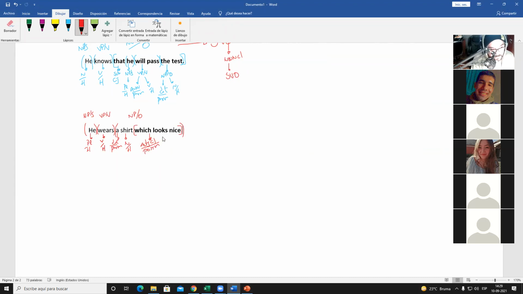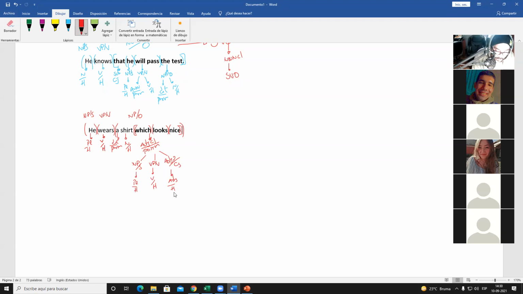As I said, with the adjective clause I had to state the phrases. Looks is the verb, which is the subject, and how does it look? Nice, right? So I have three things. Which is the noun phrase subject, made out of the relative pronoun head. Then looks is the verb phrase verb, made out of the verb head. And then nice is an adjective phrase acting as a subject complement, made out of the adjective head nice.